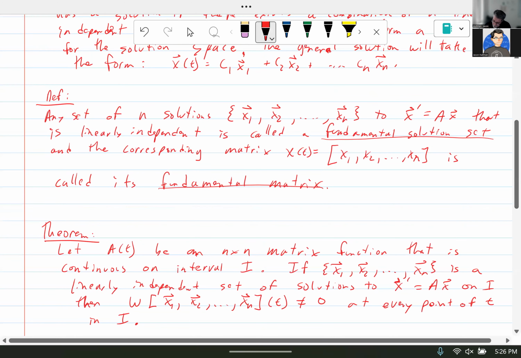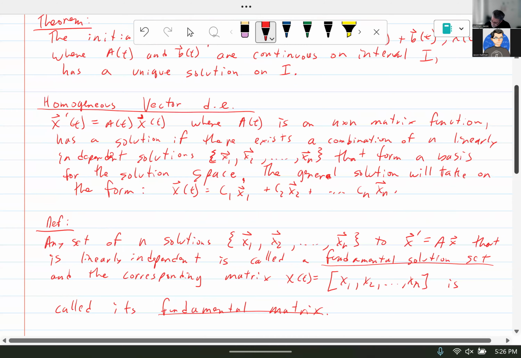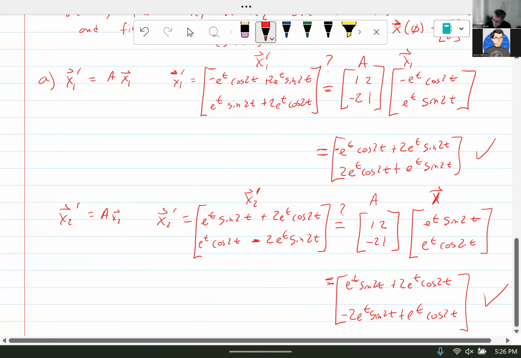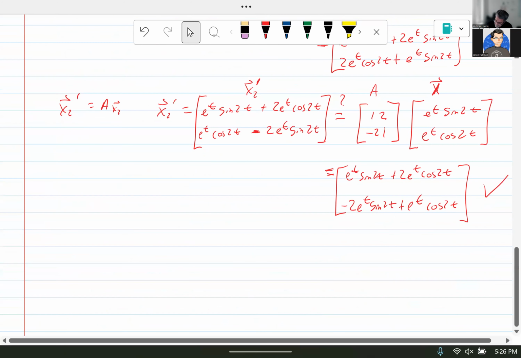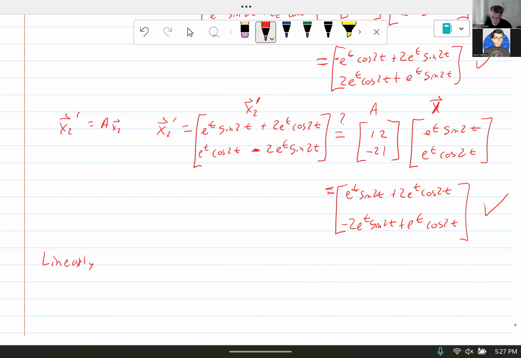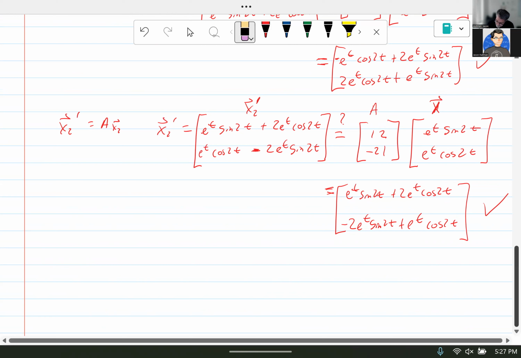Yeah, because by the definition, any set of n solutions that is linearly independent is called a fundamental set. So let's show that these are solutions, well, they are solutions, we know that, but are they linearly independent solutions? That will help me write the general solution, and then I can write the particular solution. So let's find the Wronskian of these.